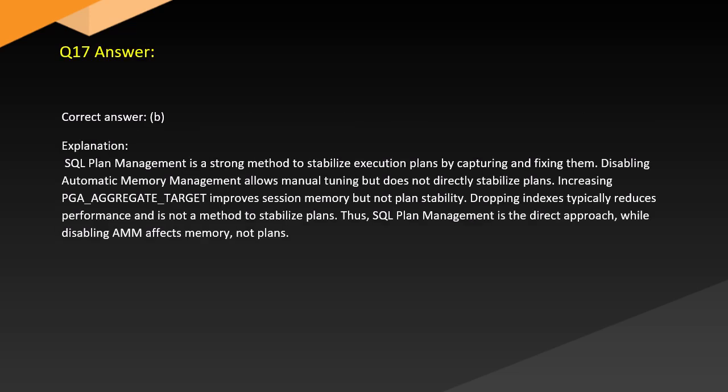Answer. Correct answer: B. Explanation. SQL plan management is a strong method to stabilize execution plans by capturing and fixing them. Disabling automatic memory management allows manual tuning but does not directly stabilize plans. Increasing PGA aggregate target improves session memory but not plan stability. Dropping indexes typically reduces performance and is not a method to stabilize plans. Thus, SQL plan management is the direct approach, while disabling AMM affects memory, not plans.